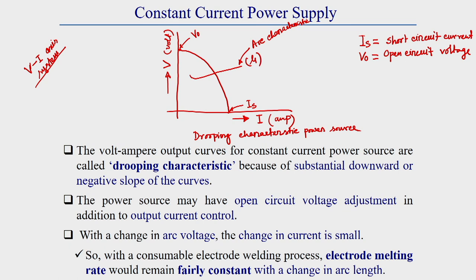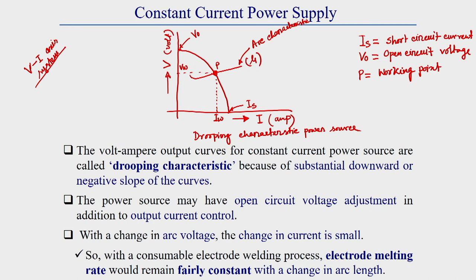Now, the cutting point of this characteristic curve of the power supply and the arc characteristic curve is known as the working point. This point P is known as the working point. What does it mean? Working point means whatever the current and voltage, let this be VW and this be IW. Whatever the current and voltage we are getting, this crossing point represents the welding voltage and welding current.